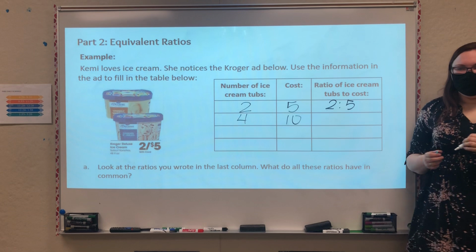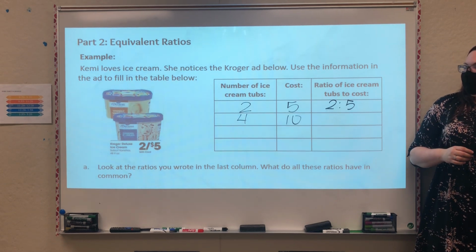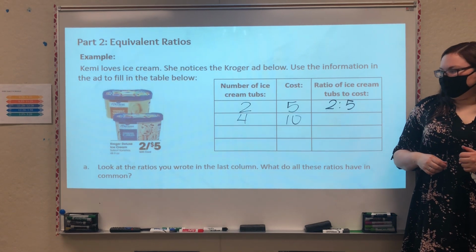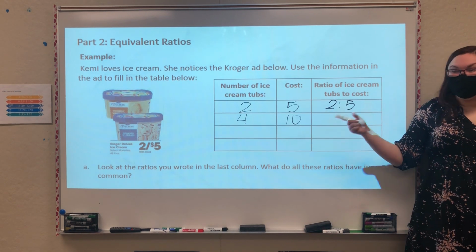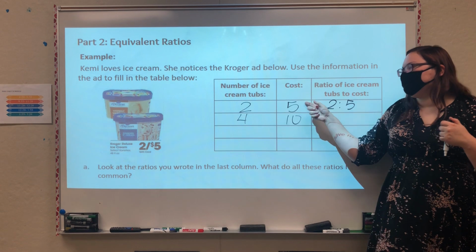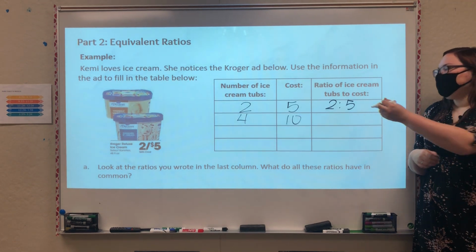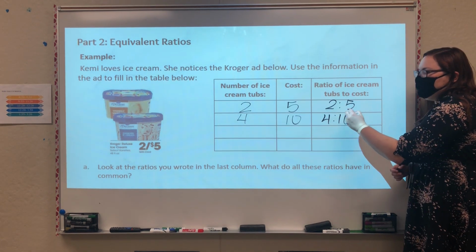Just 2 more. So another 2 is gonna be 4, plus 5 plus another 5 would be $10. So I hear you saying I'm doubling it. Doubling the cost. 4 to 10 would be our ratio there.